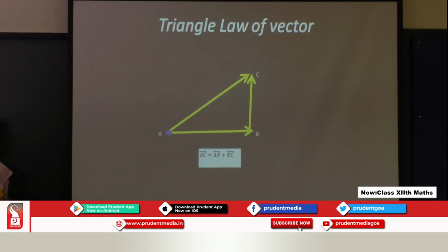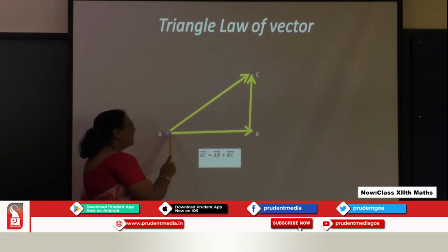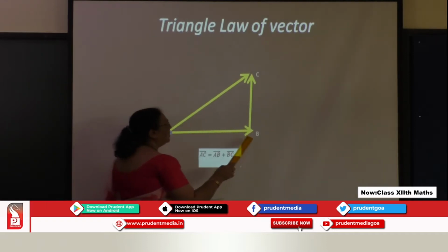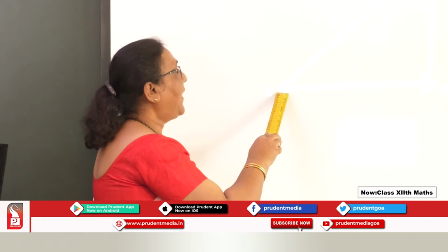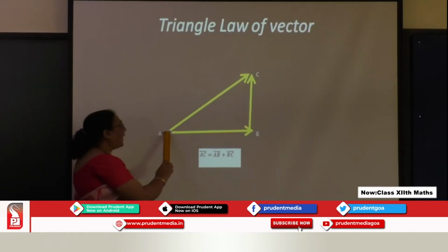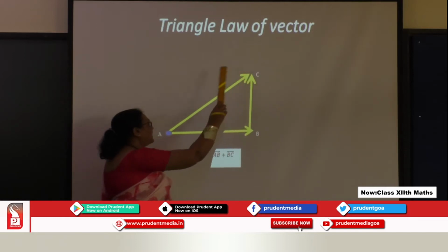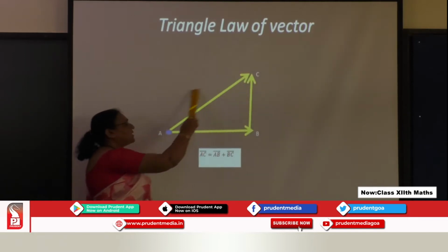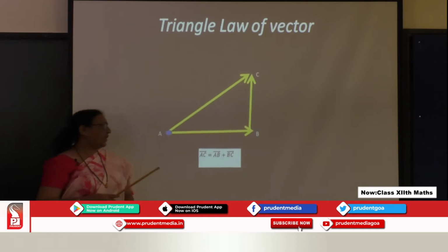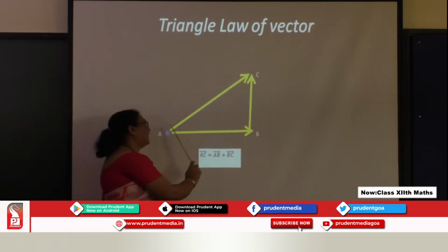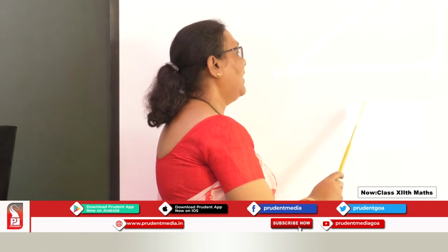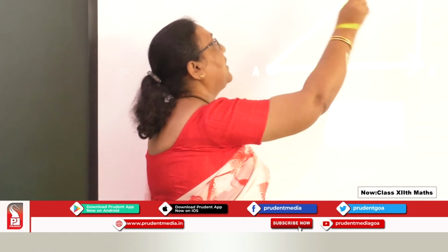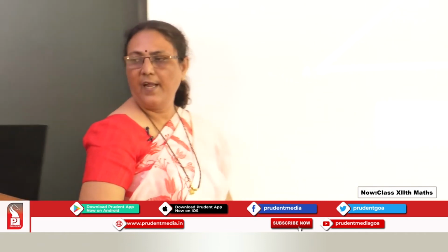Triangle law of vector addition. See here, one person from Andhra is traveling to Bangalore, and from Bangalore he is traveling to Chennai. So he can also travel directly from Andhra to Chennai. So A to B and B to C is the same as A to C. This is called the triangle law of vector addition. So AC is the same as AB plus BC.